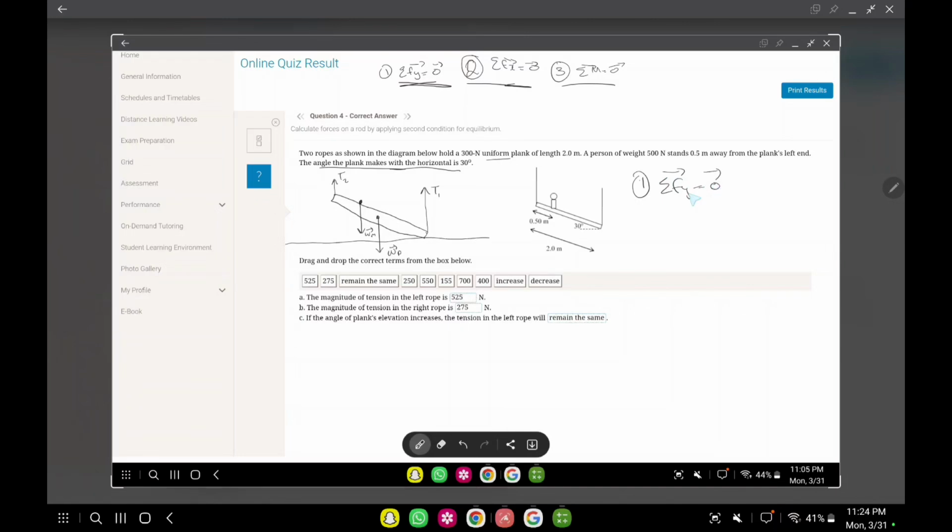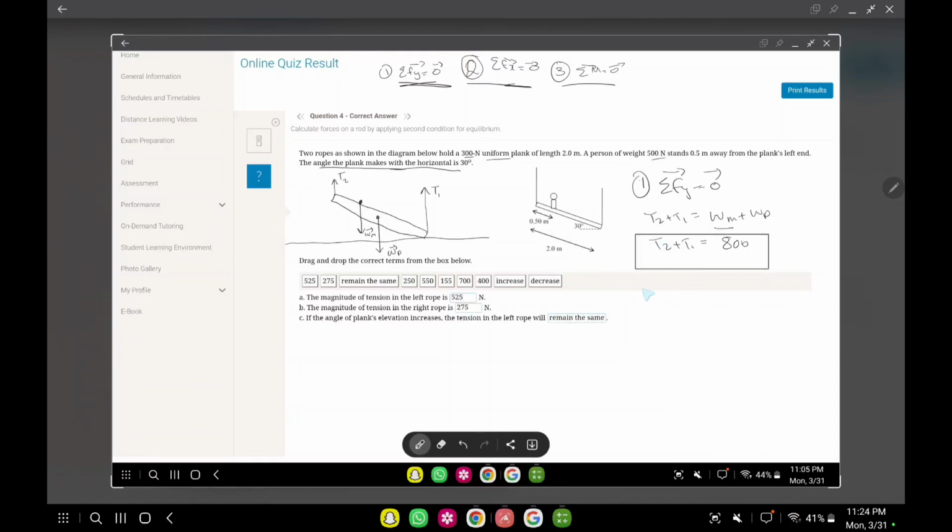What does this mean? Everything that's up is equal to what's down. So T2 plus T1 is equal to W of the man plus W of the plank. So T2 plus T1 is equal to 800, because they told us his weight is 500 and the plank is 300. Anyway, so this is the first thing. We can't really do much with this.